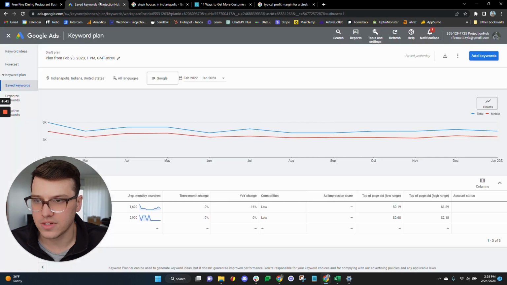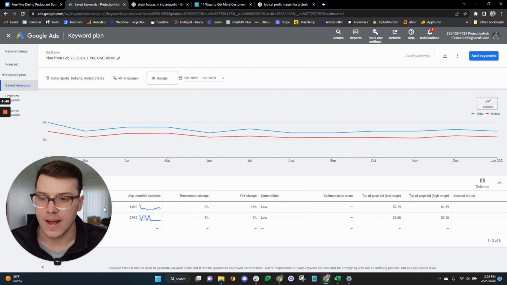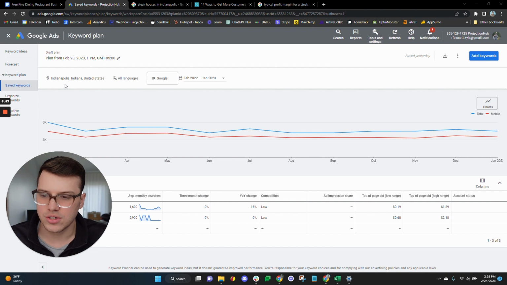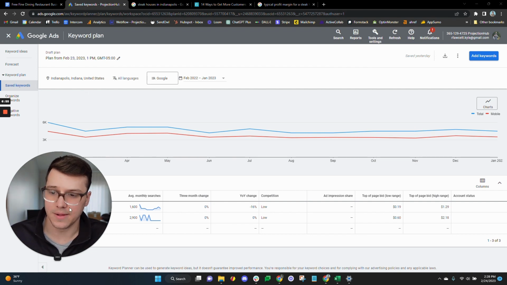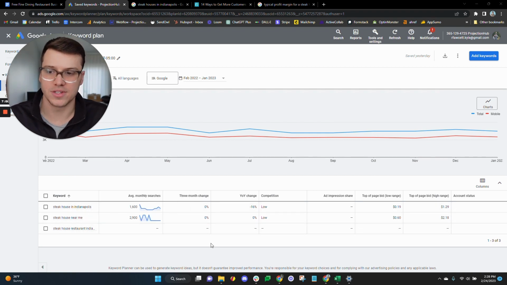So I'll show you, for example, here. I'm looking at Google Keyword Planner. This is a free tool. Now, you have to create a Google AdWords account in order to use this tool, but it is free. And I am going to move my face out of the way here. You can first see I'm searching within Indianapolis, Indiana. And what I want to know is how often people are searching for the phrases steakhouse in Indianapolis or steakhouse near me located in Indianapolis.